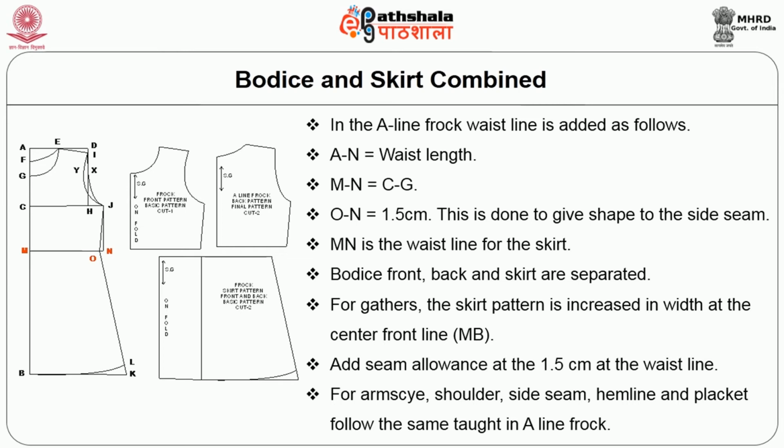Body's front, back and skirt patterns are separated. There have to be certain changes in the skirt pattern because the skirt has to be gathered. For gathers, the skirt pattern width is increased at the center front, that is MB. A seam allowance of 1.5 cm is added at the waistline. For armscye, shoulder, side seam, hemline and placket, follow the same as taught for the A-line frock.